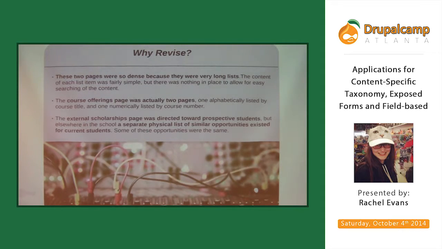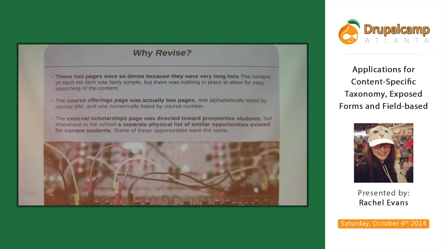The course offerings page, again, this one, it was one, but it was actually 2 pages. We had always kept a list of alphabetical and numerical. And again, that's something that Views can sort very easily. It's very easy to set up, and for some reason, we weren't using it. We were physically going in and ordering these alphabetically and numerically. As you can assume, there was a lot of room for error, with a lot of different hands touching this information.